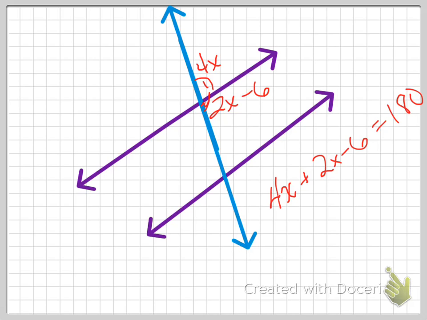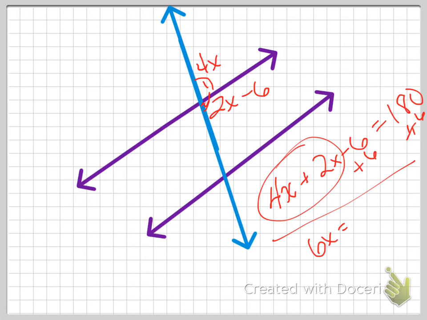The two angles should always equal 180. What would you have to do? Add the 6 and move that over here. Then we need to combine those two terms, so you get 6x is equal to 180 plus 6, so it's 186.